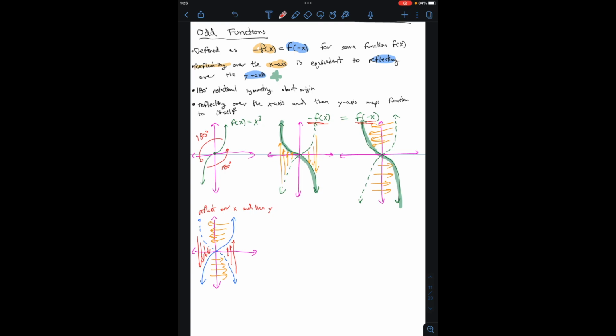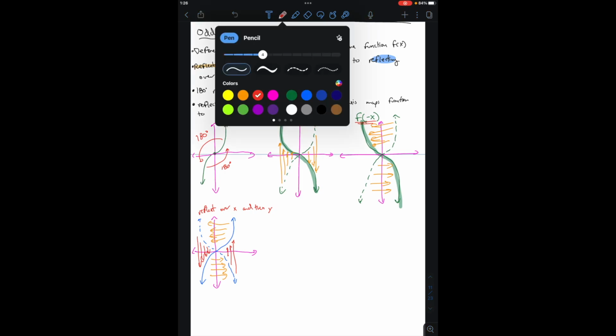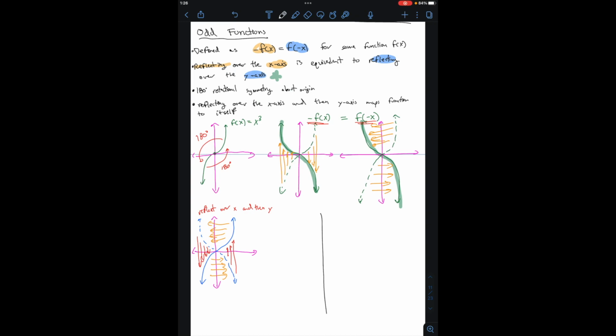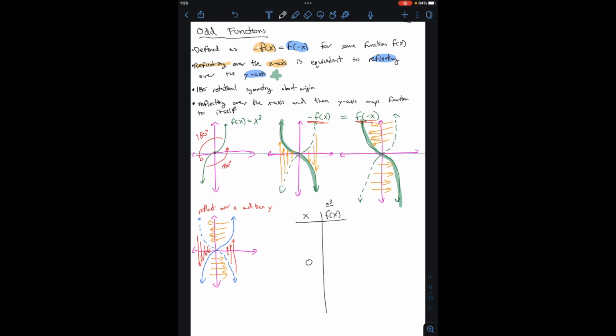Okay, if we then consider, well, what might this look like when applied to a table of values? Let's do it. So we have x, f of x. We're calling that f of x is x cubed. So we start with 0, our origin, and we get 0. 1 cubed is 1, 2 cubed is 8, 3 cubed is 27, negative 1 cubed is negative 1, negative 2 cubed is negative 8, negative 3, negative 27.